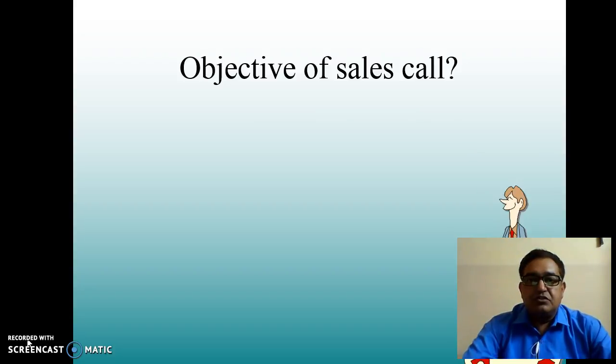Talking about the sales process, the first and foremost thing we need to understand is the objective of a sales call. There can be only two objectives. First is either to retain the existing customer or to gain a new customer. So either you protect your market or develop your market, basically for the sales revenue or overall revenues.